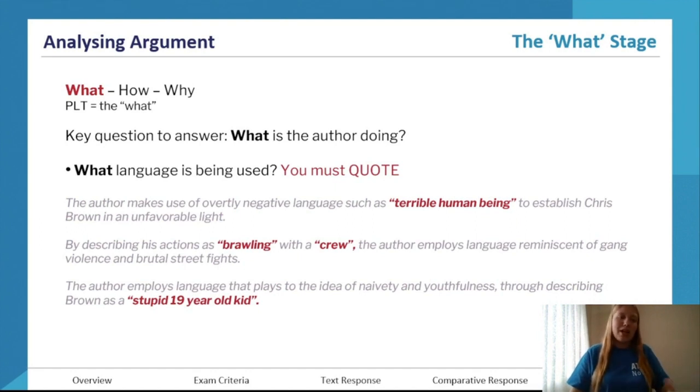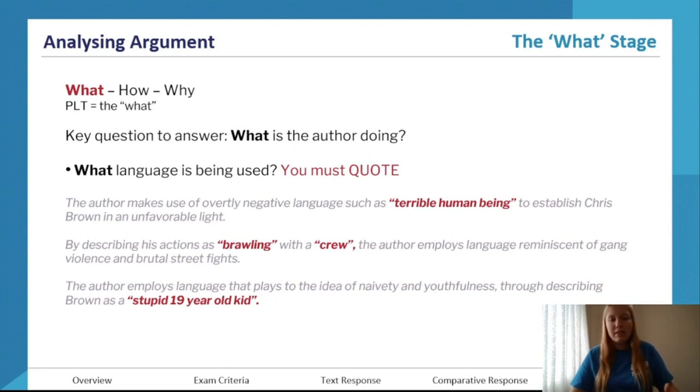So our persuasive language technique is the what. The key question to answer here is what is the author doing? What language is being used? And we have to quote. So here are examples of a few sentences with the what incorporated in pink there, kind of a pinkish red. The author makes use of overtly negative language. So that's also the meta language for our PLT, such as terrible human beings, short and concise, nice quote, to establish Chris Brown in an unfavorable light. So that last bit shows us what's been done with the language.